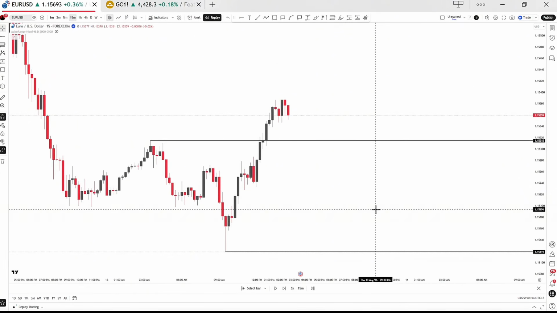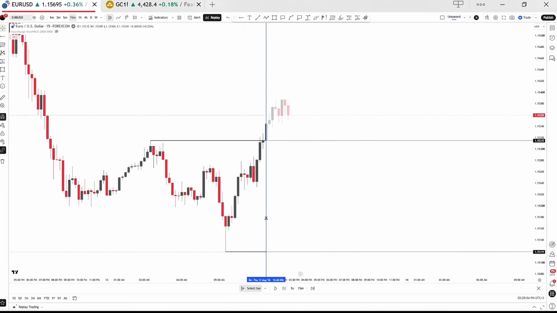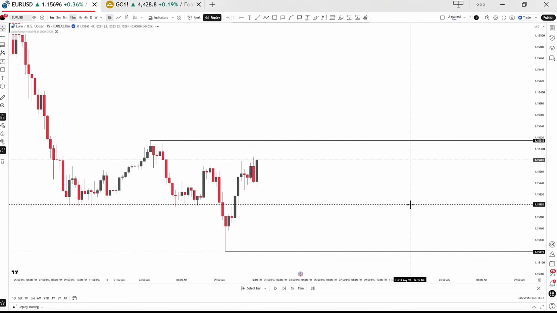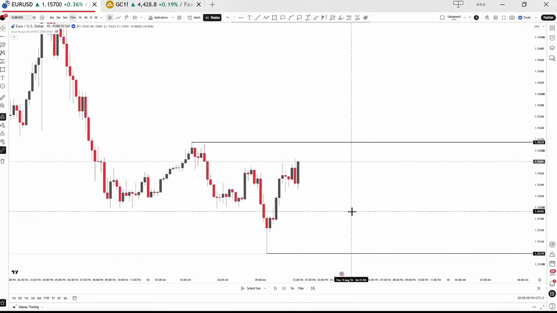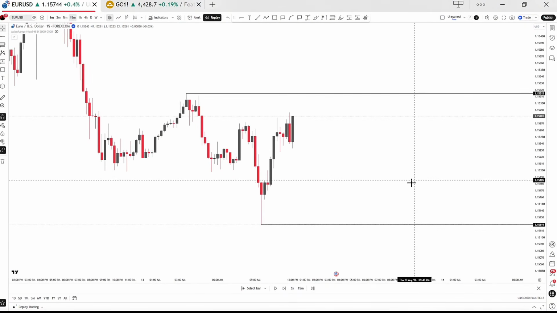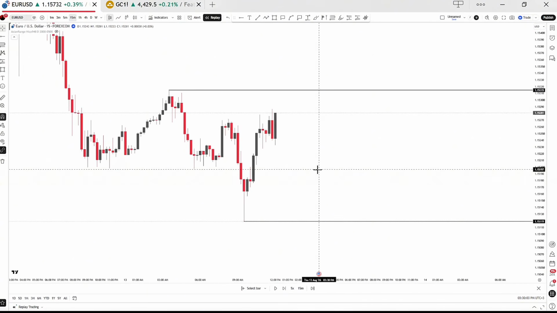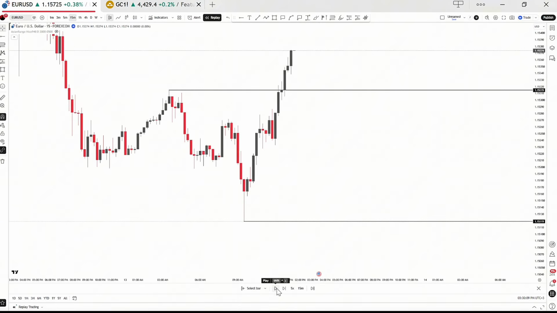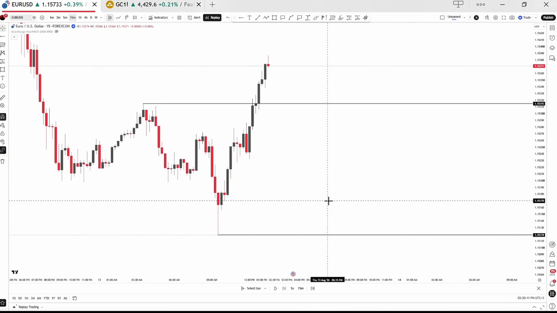So the second thing you need to do is, let's say the Asia session has closed when price has not yet broken any side of the range. You're going to wait for price to break either the high or the low. Okay, so in this case we got the high broken. So what do you need to do?